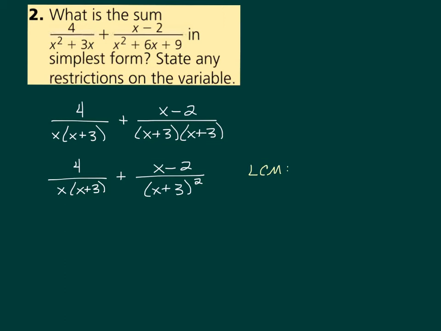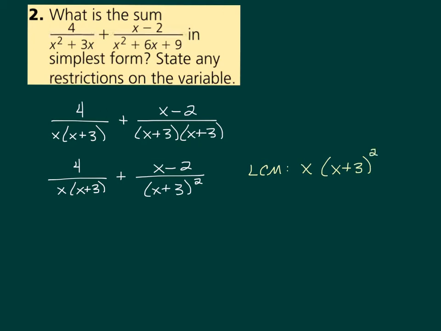So here, look right here, what factors do I have? x and x plus 3. So I know my least common multiple will have x, and it will have x plus 3. Then look here, what do I have? x plus 3 squared. So in this case, I know that my least common multiple should have x plus 3 squared.